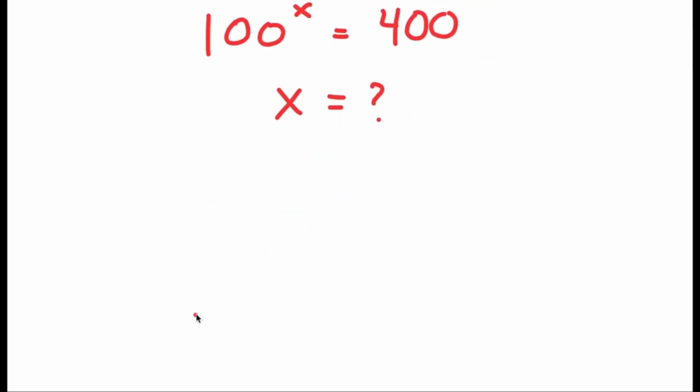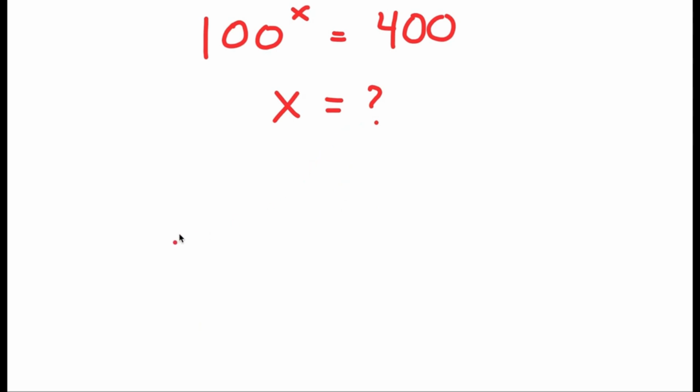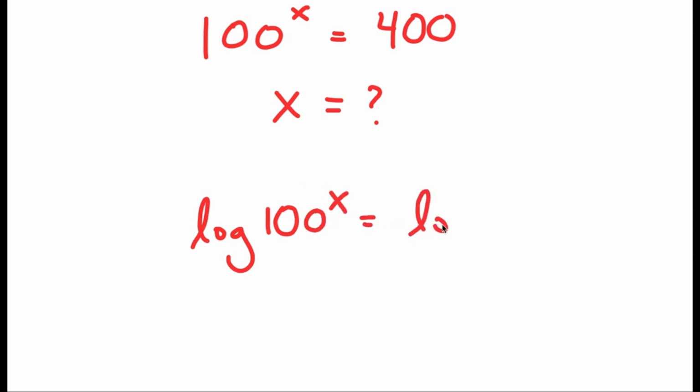So to solve this, what I'm going to be using is logarithms. I'm going to first start by taking the log on both sides. So I get log of 100 to the power of x is equal to log of 400.